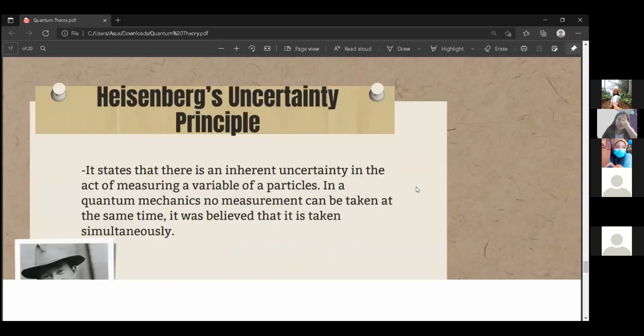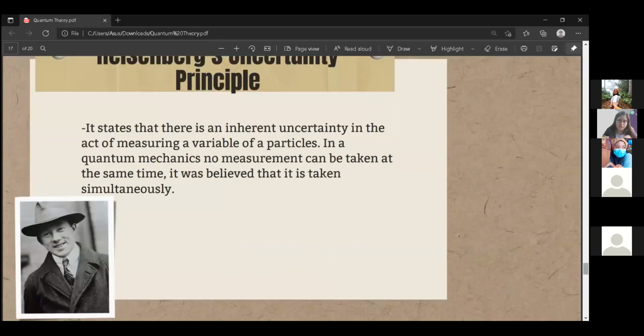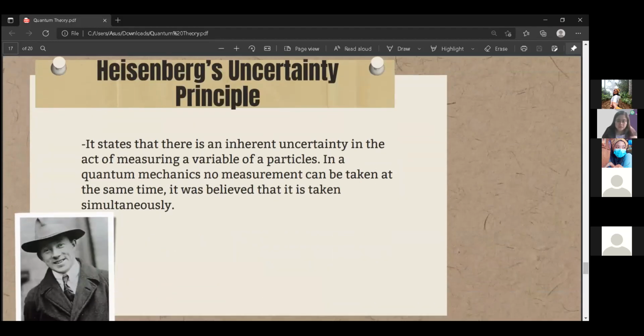The next one is the Heisenberg uncertainty principle. It states that there is an inherent uncertainty in the act of measuring a variable of a particle. In quantum mechanics, no measurements can be taken at the same time. It was believed that it is supposed to be taken simultaneously.